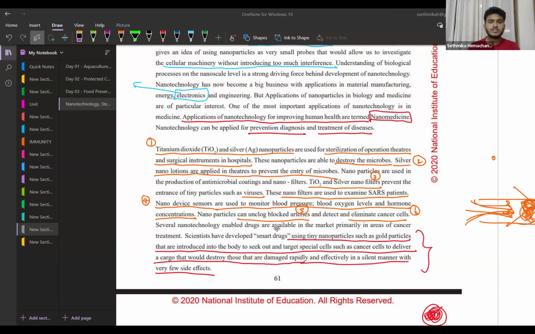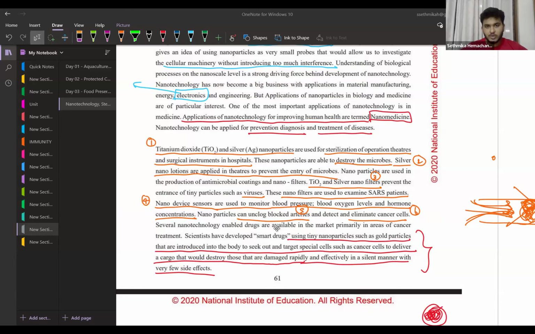Then silver nanolotions are applied in the theaters to prevent the entry of microbes, and then you get titanium dioxide and silver nanofilters as well, which are used to examine the SARS patients, right? Then you get nano device sensors which are injected into your body and can detect changes in blood pressure, blood oxygen levels, and hormone concentrations. Then you get nanoparticles which can unclog blood vessels, and also some nanoparticles can eliminate cancer cells.